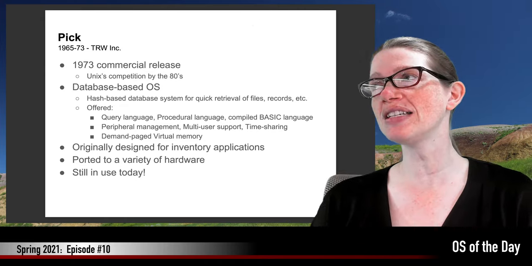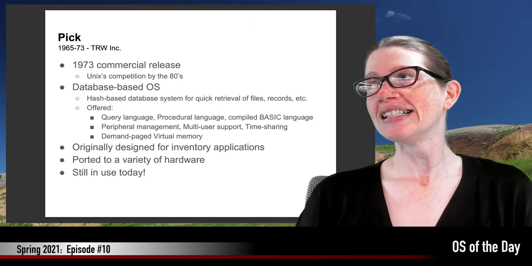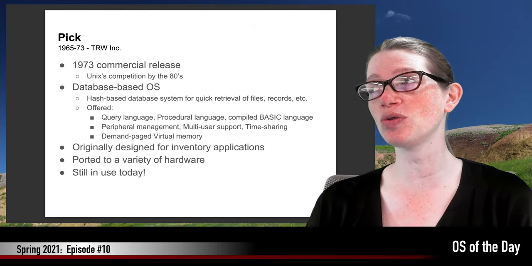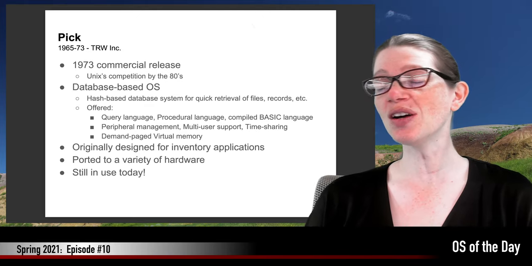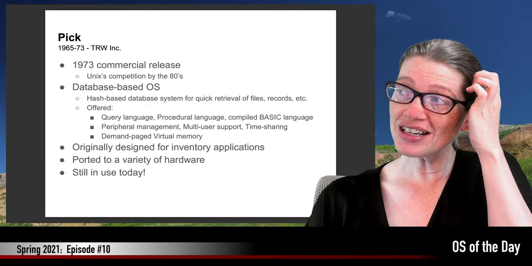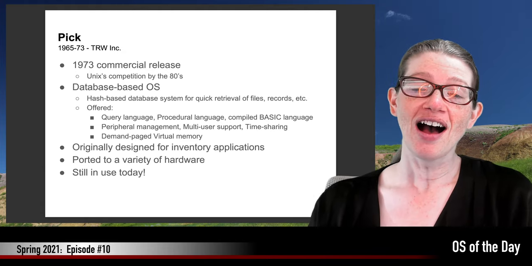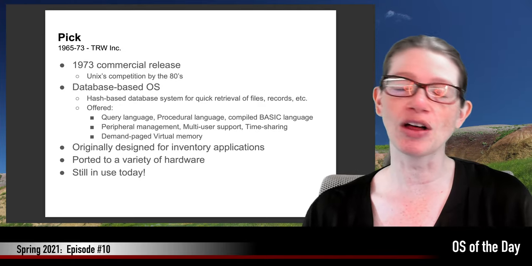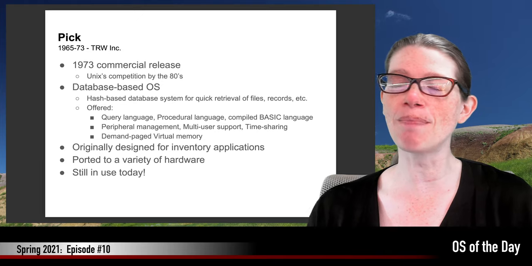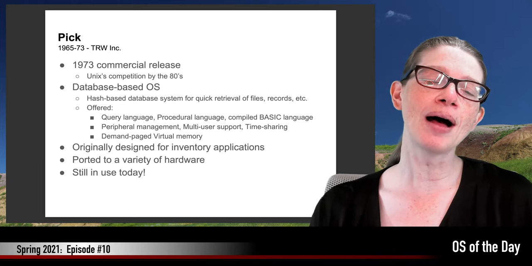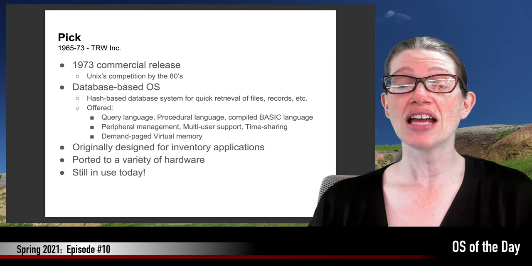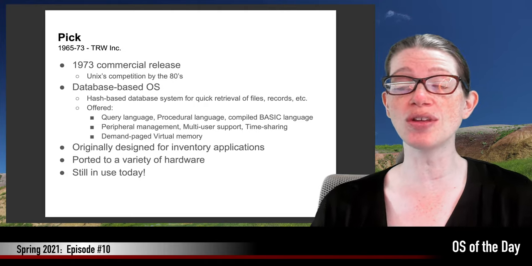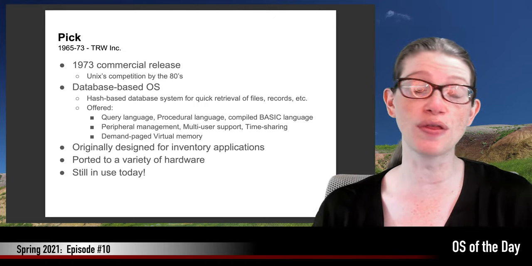Now, this is an interesting operating system because you've probably never heard of it, and yet this was Unix's major source of competition in the 1980s. Here's this operating system that was actually a pretty big deal, but you've probably never even heard of it. This operating system was monolithic, like Windows or the Linux kernel or Mac OS. But some of the interesting things about it are that it's based on a database. It has a hash-based database system built into the operating system's kernel so that you can quickly retrieve files and records and actually store things like records.